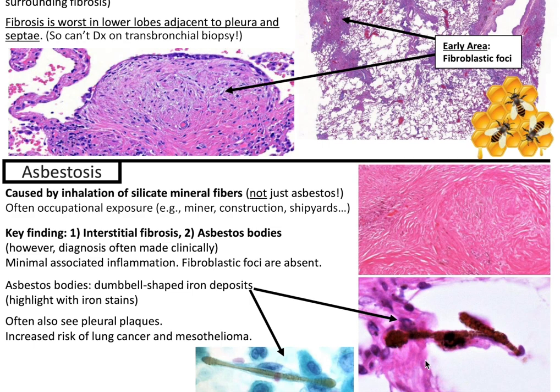There's minimal associated inflammation, fibroblastic foci are absent, and these asbestos bodies are dumbbell-shaped iron deposits, which highlight with iron stains. You often also see pleural plaques, and there's an increased risk of lung cancer and mesothelioma.